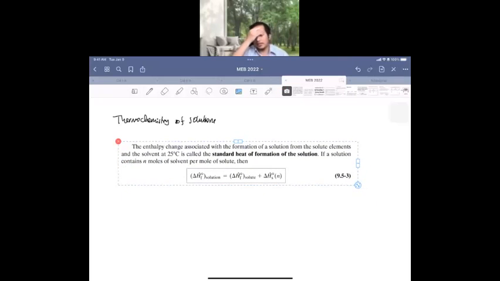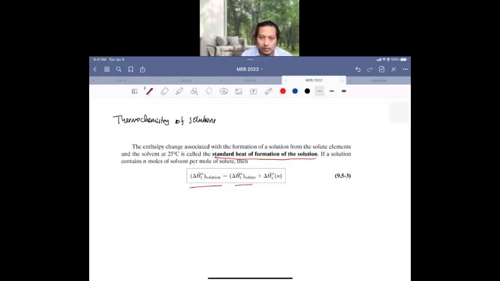So the enthalpy change associated with the formation of a solution from the solid elements and the solvent at 25 degrees Celsius is called the standard heat of formation of the solutions, or we could just write delta HF solution. This is the same as chapter 8, the heat of solutions.